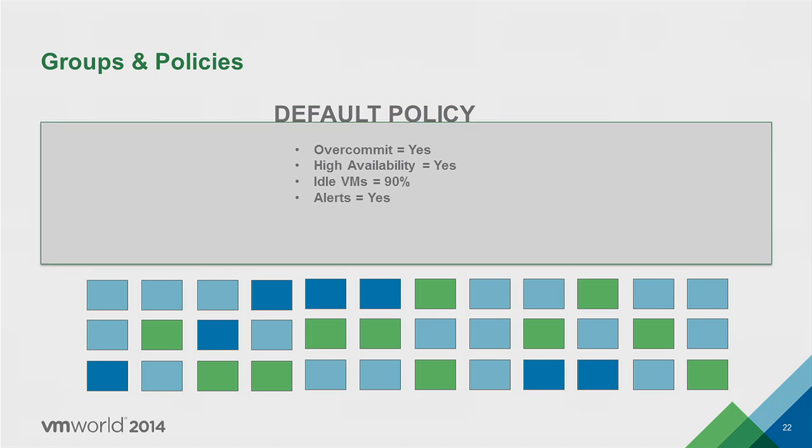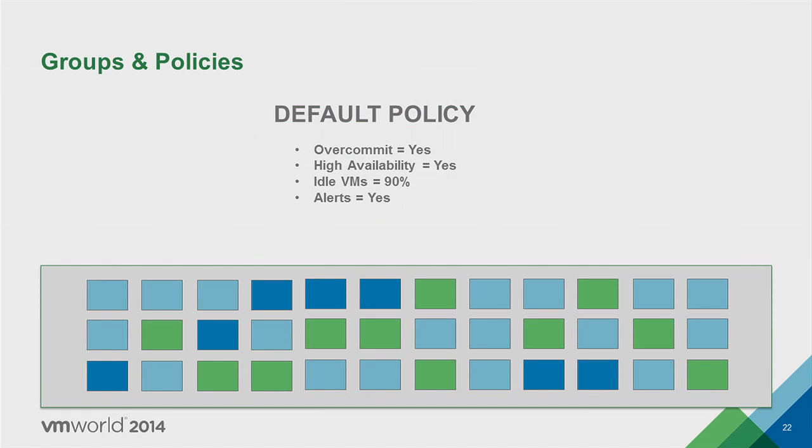So if we apply that on all the objects, you can see the problem. What if those are production workloads, test workloads, or development workloads? No matter what kind of workload you have here, the default policy is going to alert, it's going to give you overcommitment, it's going to apply HA, and it's going to contend that any workload that's idle 90% of the time is an idle workload. And that may not be what you want in your environment.